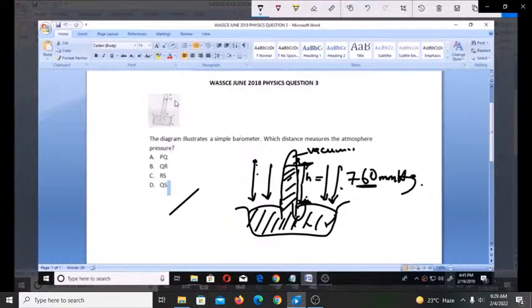So when you look at this, you see that here is P, here is Q, here is R, and here is S. So the actual height is QR. That makes B the answer to this problem, because B is where we have QR. So QR is B. That is the answer to this problem. QR. So that is the answer.